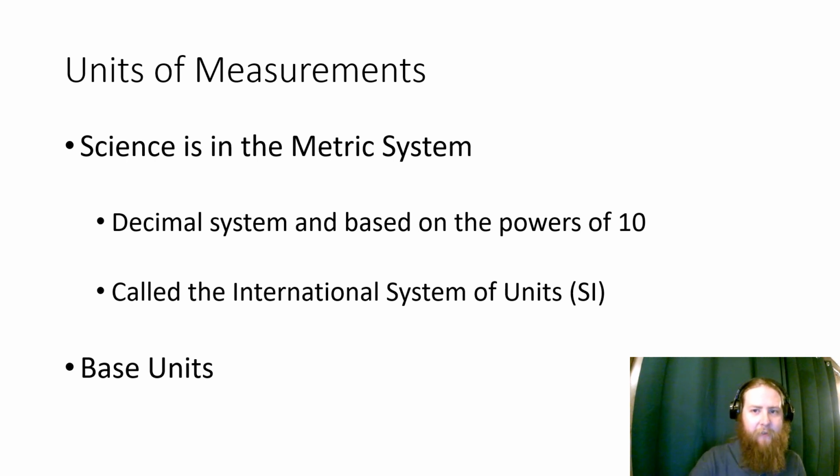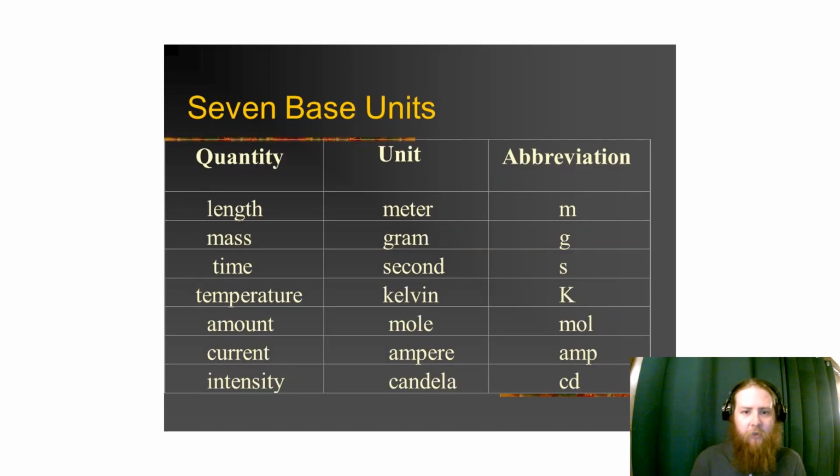There are 7 base units: length, mass, time, temperature, amount, current, and intensity. For biology, we'll really be looking at length, mass, time, and temperature. If we're doing that plant experiment with the different light, maybe you're looking at candela. If you're looking at current, you'd be doing ampere, like if your whole study is on electric eels.